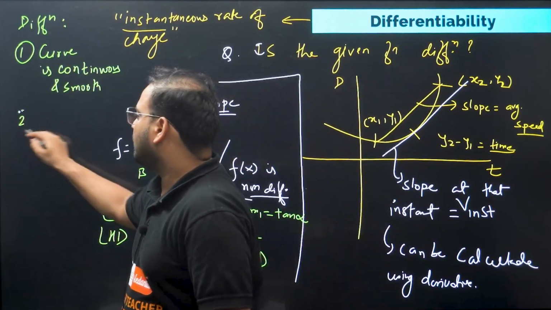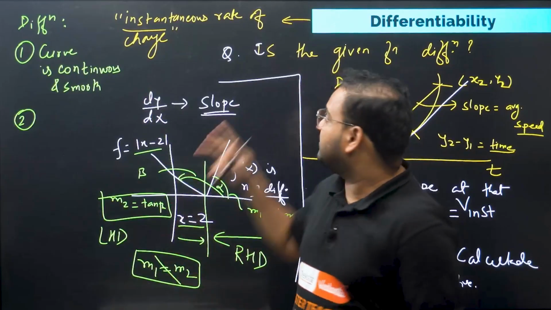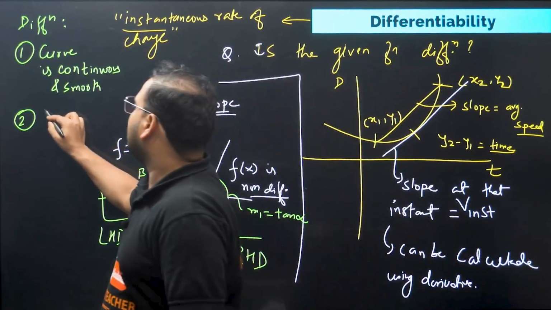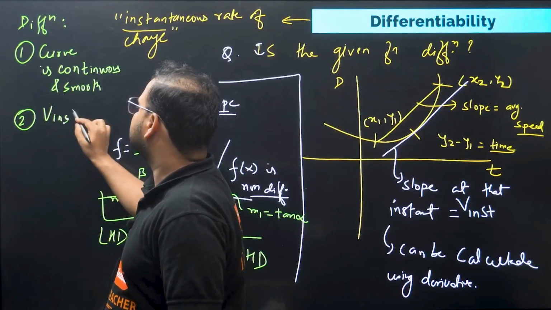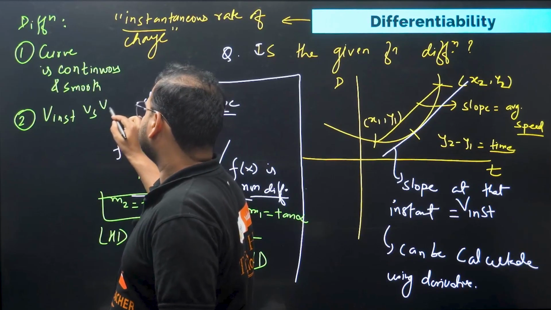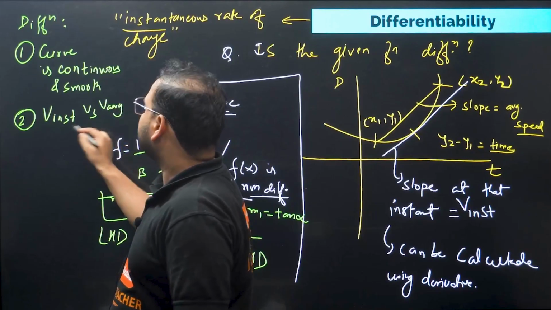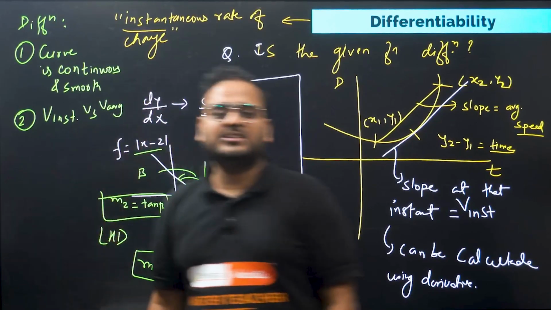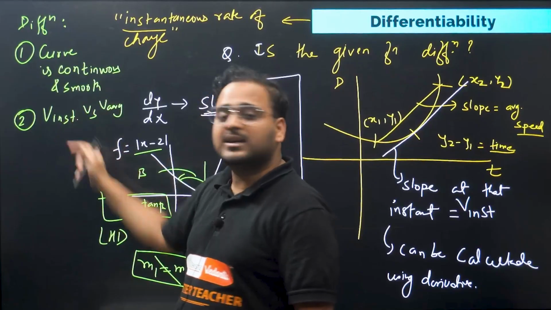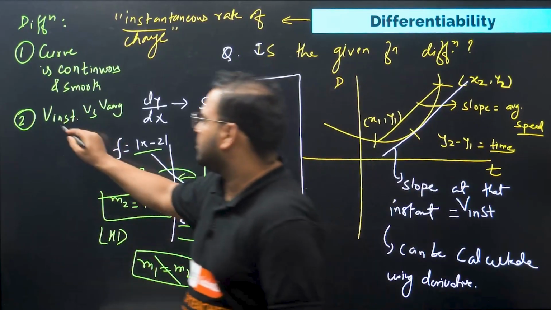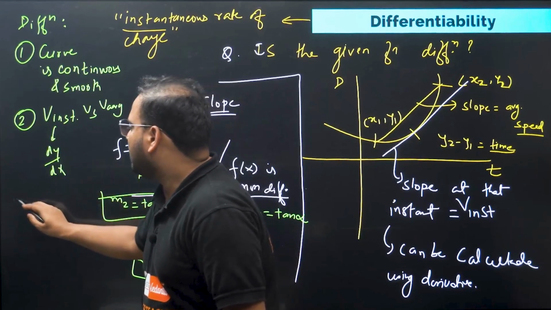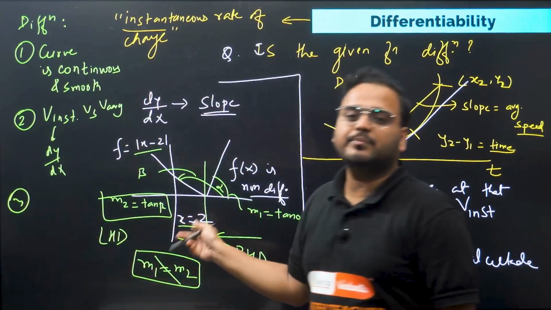Secondly, we talked about the difference between instantaneous rate of change and average. We learned what V instantaneous versus V average is. This V instantaneous part is called the derivative. This represents your derivative dy by dx.